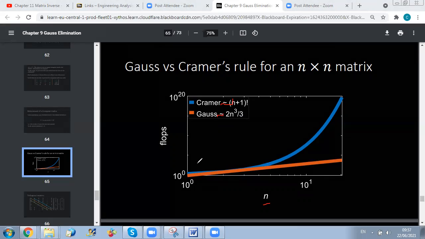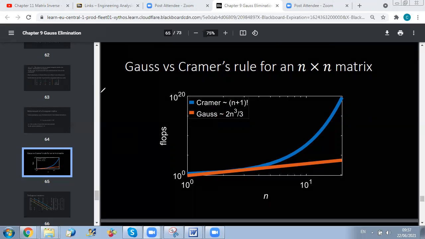And this is why I told you if you just have 2 or 3 equations, it's fine to use Cramer, and the difference is not large between Gauss and Cramer. But as the number of equations increases, Gauss will become much more efficient than the Cramer method. Okay.